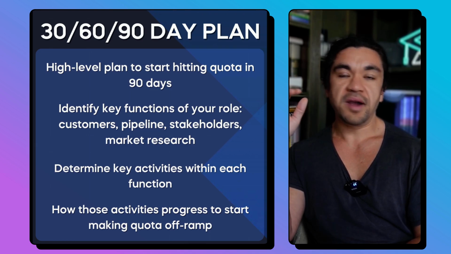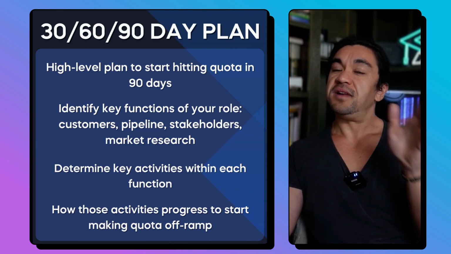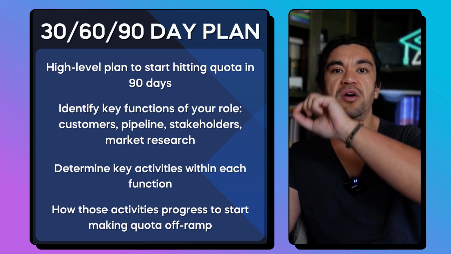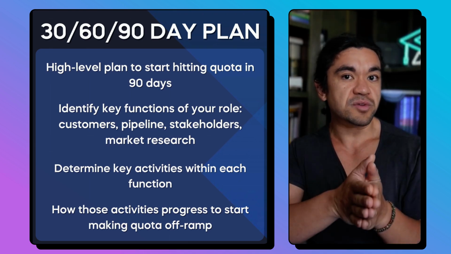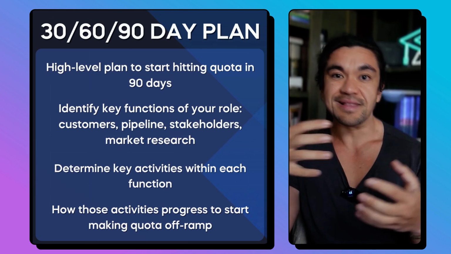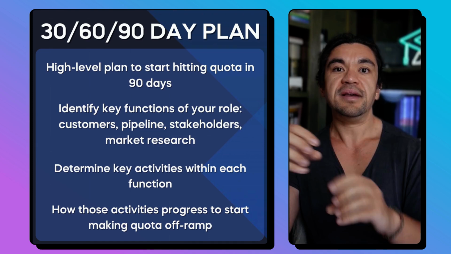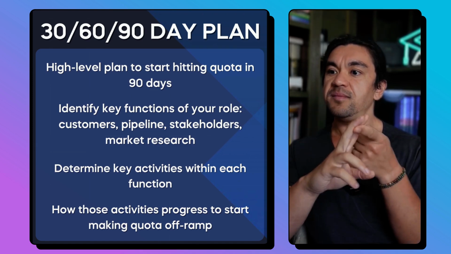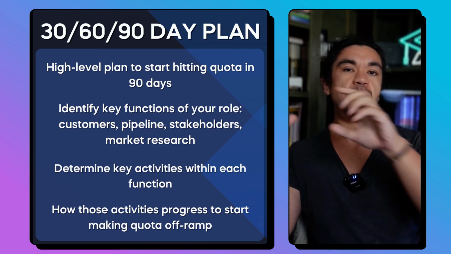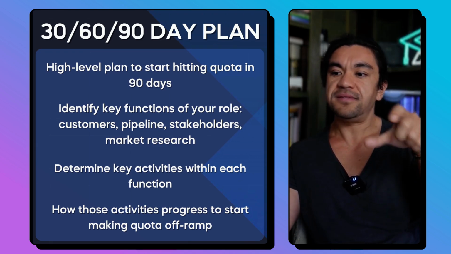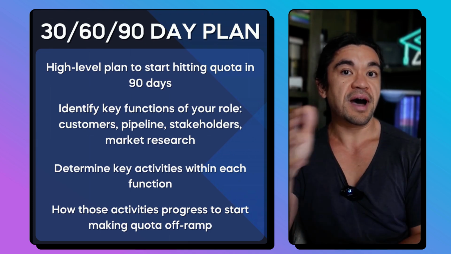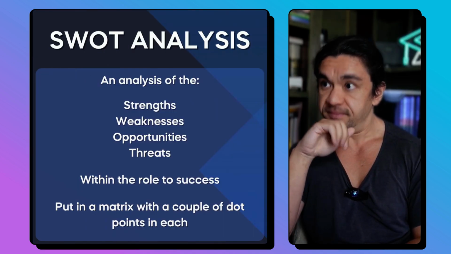A 30, 60, 90-day plan. We've talked about this a couple of weeks ago, and the 30, 60, 90-day plan is a high-level plan for you to on-ramp to succeed within 90 days of your sales role. Usually the first 3 months are called an on-ramp period, where you're trying to get your feet under the desk and understand the role in a bit more detail. This covers 4 main areas: customers, pipeline, your stakeholders, and the market research that's involved, and what activities you're doing inside these functions, and how you progress in these functions to start making sure that you are making quota after that 90-day period.